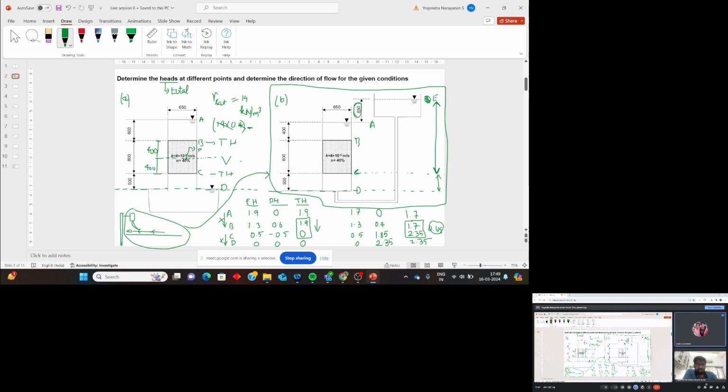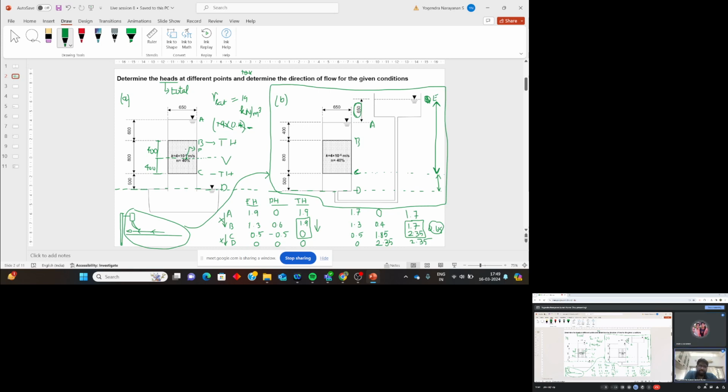Okay. Now what will be the total stress here? Take gamma W as 10. Yes, sir. It will be 0.4 into 19 plus 0.6 into 10. Yes. Total stress minus 1 into 10, pore water pressure.